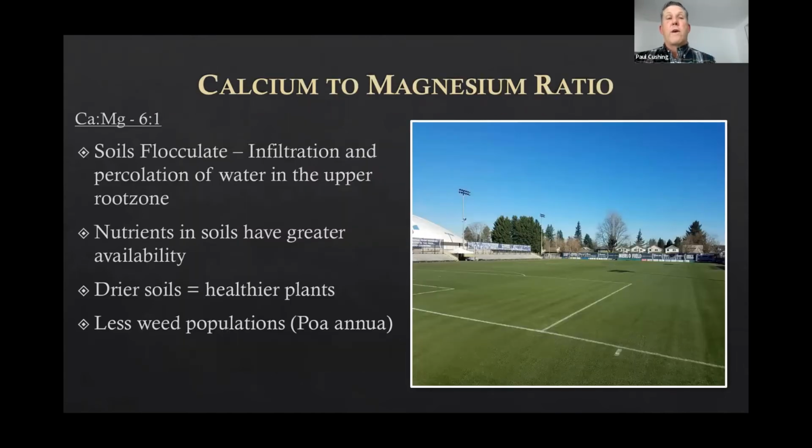What's really cool when looking at your soil testing is that when your calcium to magnesium ratio is at 6:1, a magical thing happens: your soils flocculate. That's the infiltration and percolation we were talking about in the upper root zone. Nutrients have greater availability when the calcium to magnesium is at 6:1. All those good nutrients you've got in there are now more available, and that's a great thing. We're able to keep our soils a little bit drier, and drier soils equal healthier plants.